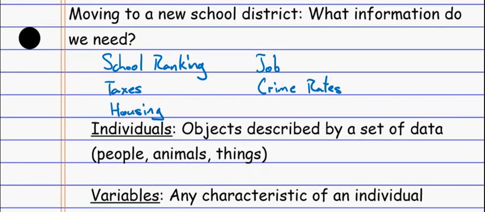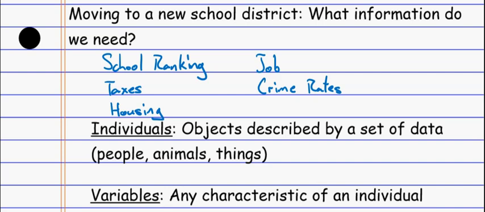So a couple definitions here. Individuals are the objects described in a data set. It's essentially what we are studying. These can be people, animals, things, all right? And so in the example we just talked about, the school district itself would be the individual that we're studying.